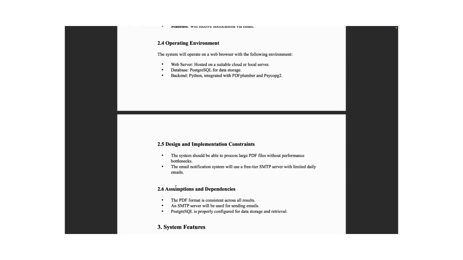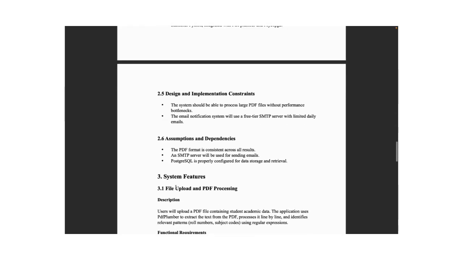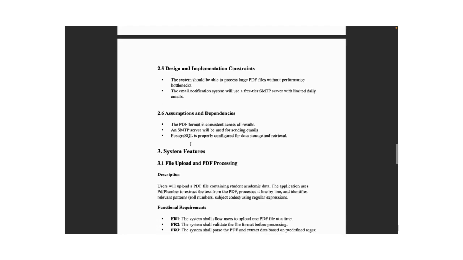Now, the next part is the design and implementation constraints. Here we discuss any constraints that may affect the design and implementation, and it includes regulatory policies, hardware limitations, or technological restrictions. Now, for the assumptions and dependencies, here we have included that the PDF format is consistent, as we are going to upload only PDF formats throughout the project, and we have used the SMTP server for sending emails, and PostgreSQL is used for the database. All of the data is stored in the PostgreSQL database.